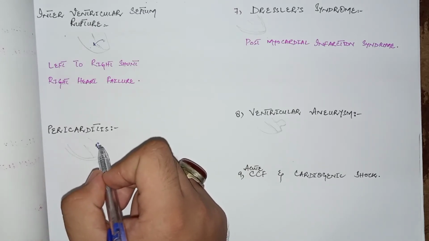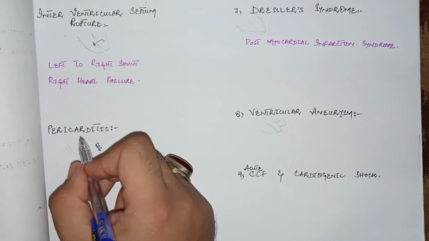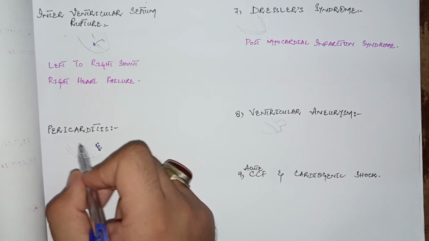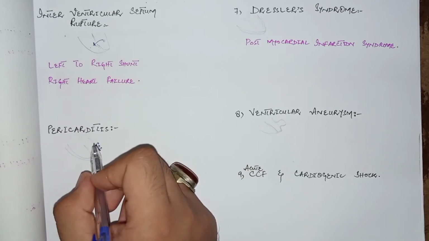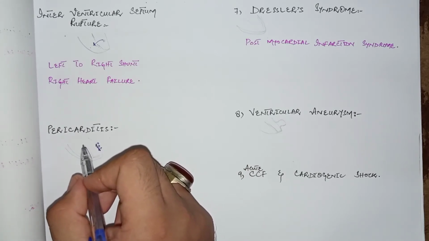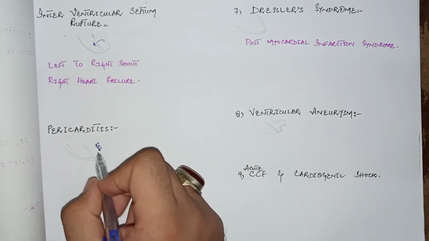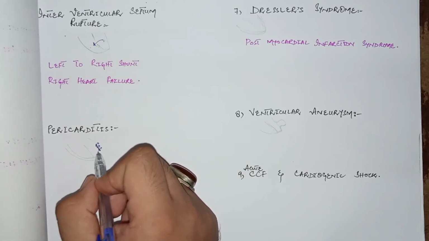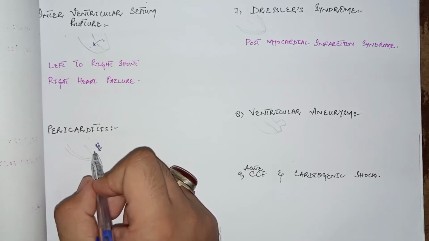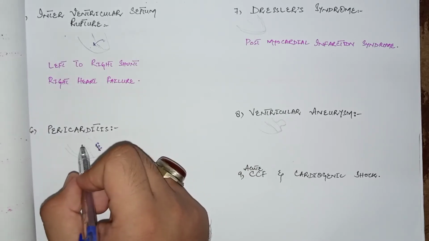Treatment options include a high dose of aspirin. Usually NSAIDs, that is non-steroidal anti-inflammatory drugs, and corticosteroids are contraindicated because these two drugs inhibit scar formation, or inhibit the healing process. That's why these two drugs are contraindicated in case of pericarditis.